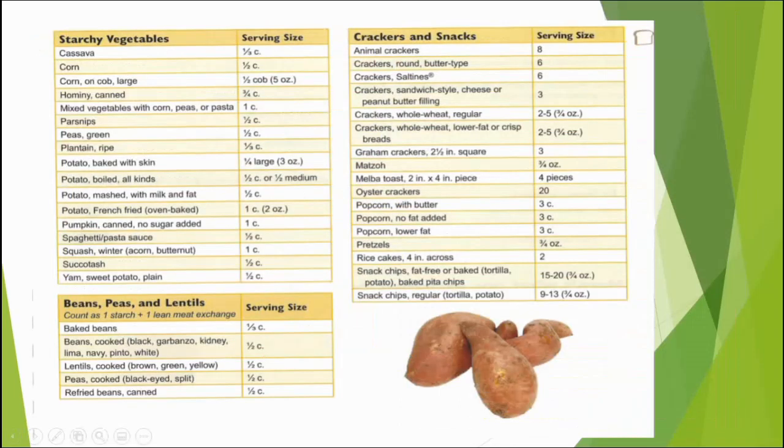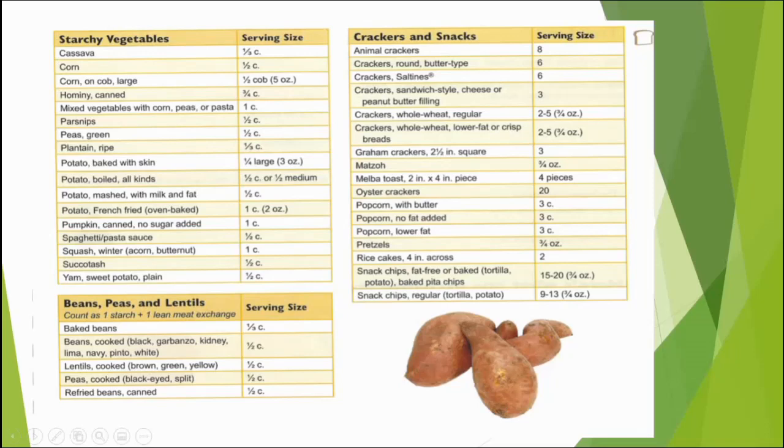Okay, and then we have the starchy vegetables. So that includes corn, peas, potatoes, baked potatoes or sweet potatoes. Winter squash is considered a starchy vegetable. Then you got your spaghetti and your pasta sauce. So the picture we seen earlier would actually be two starch exchanges. You get a half a cup of spaghetti sauce and 1/3 cup of spaghetti.